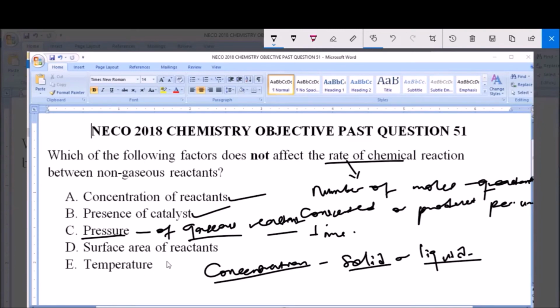And temperature too affects the rate of chemical reaction. The higher the temperature, the higher the rate of reaction. But for a non-gaseous reactant, pressure does not affect it. Pressure only affects gaseous reactants. So the answer to this question is option C, pressure.